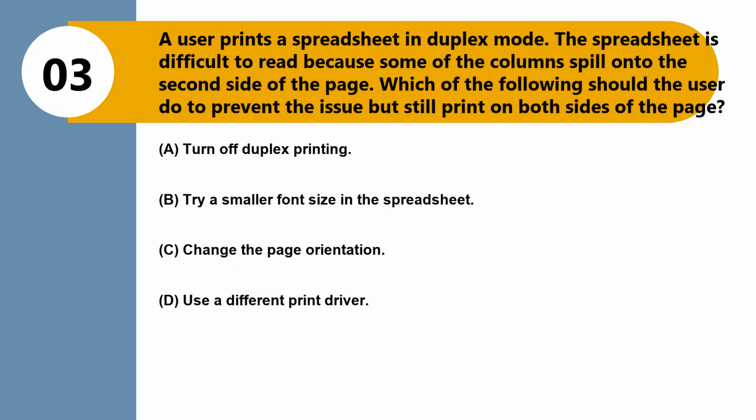Question 3. A user prints a spreadsheet in duplex mode. The spreadsheet is difficult to read because some of the columns spill onto the second side of the page. Which of the following should the user do to prevent the issue but still print on both sides of the page? Option A. Turn off duplex printing. Option B. Try a smaller font size in the spreadsheet. Option C. Change the page orientation. Option D. Use a different print driver.